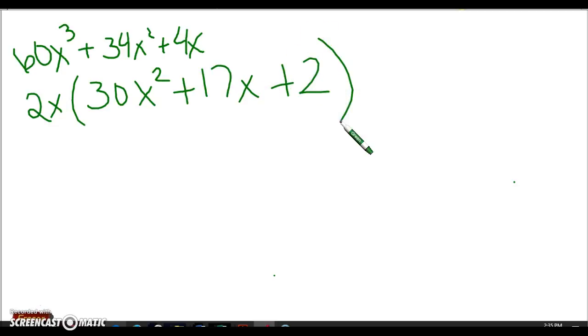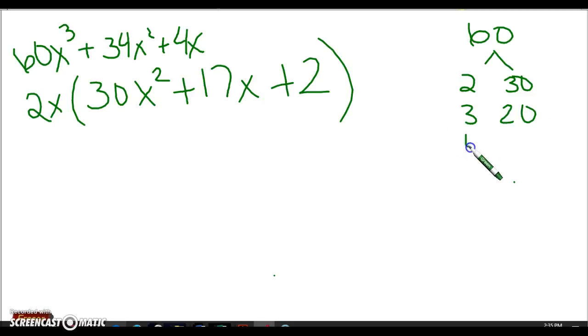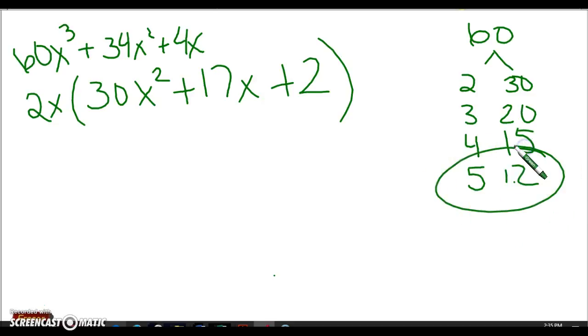Okay, and so I'm going to factor, so I'm going to multiply 2 times 30, which is 60, and look for factors of 60 that add up to 17. Okay, so I know that we can do 2 and 30. Those factors are not equal to 17. We can do 3 and 20. Can't add there. We can do 4 and 15. Those don't equal. I can do 5 and 12. Oh, I can stop. 5 plus 12 equals 17.